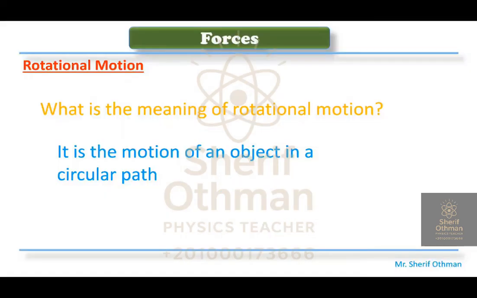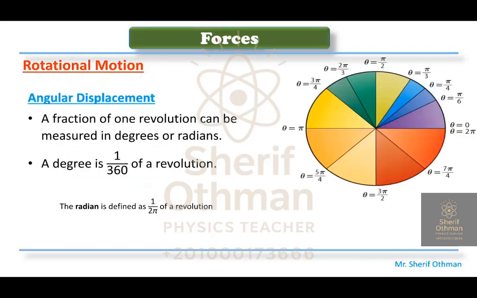For rotational motion, the object is moving in a circular path or it rotates around its axis. But rotational motion is measured in different terms. In circular motion, the object is moving in a path, and this path is formed by the end of a circle. But if we make this path straight, we can deal with it as a linear motion.